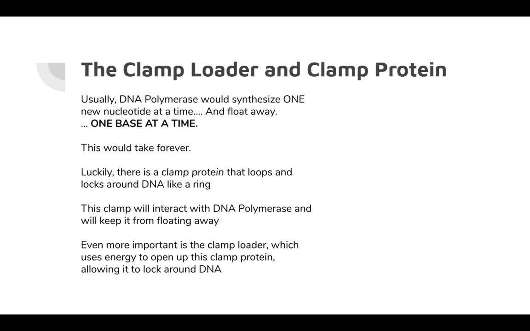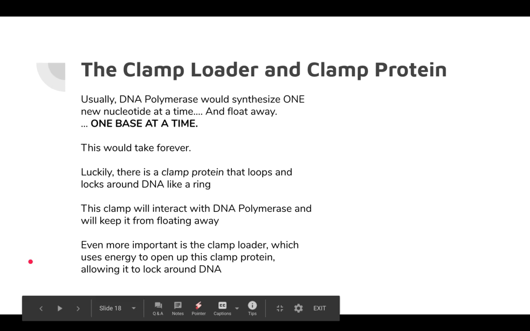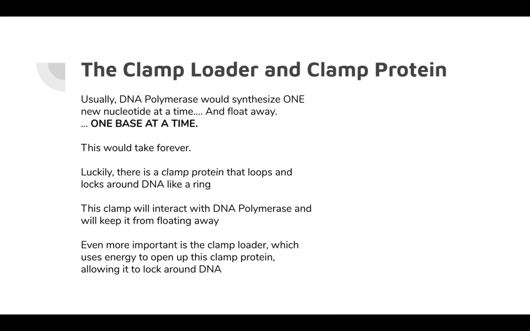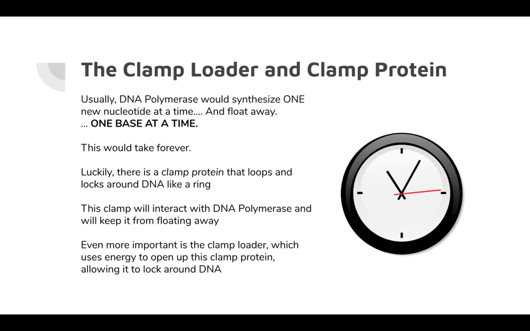Brilliant, genius, I love it. But even more important is this guy here, the clamp loader. The clamp loader is what's going to open up the clamp protein, open up that ring, which will allow the ring to then lock around DNA, which will allow that ring to interact with DNA polymerase, which will keep it from floating away. It's genius, I tell you. I call the clamp protein the time saver protein. Why? Because DNA polymerase would literally be there forever if we didn't have that. The clamp protein is going to expedite the replication process, which I think is brilliant.